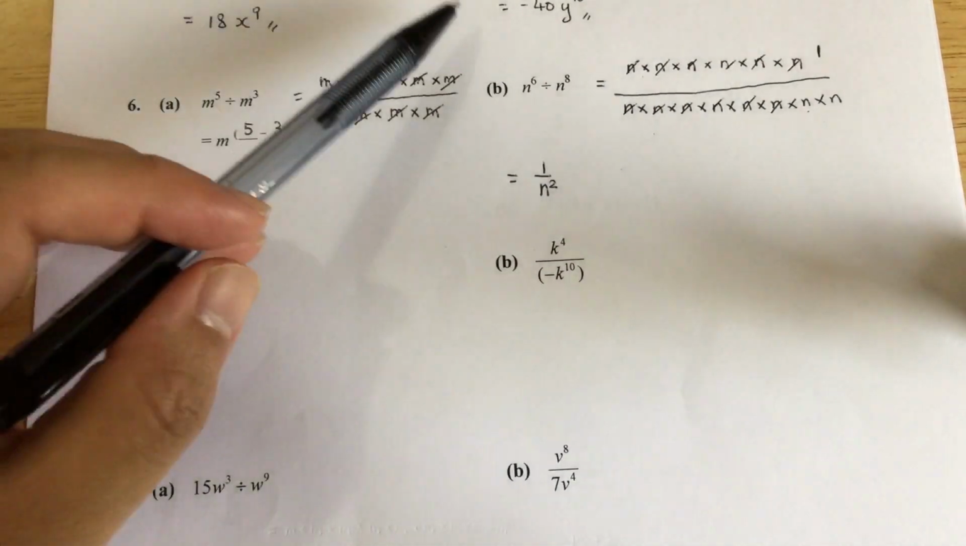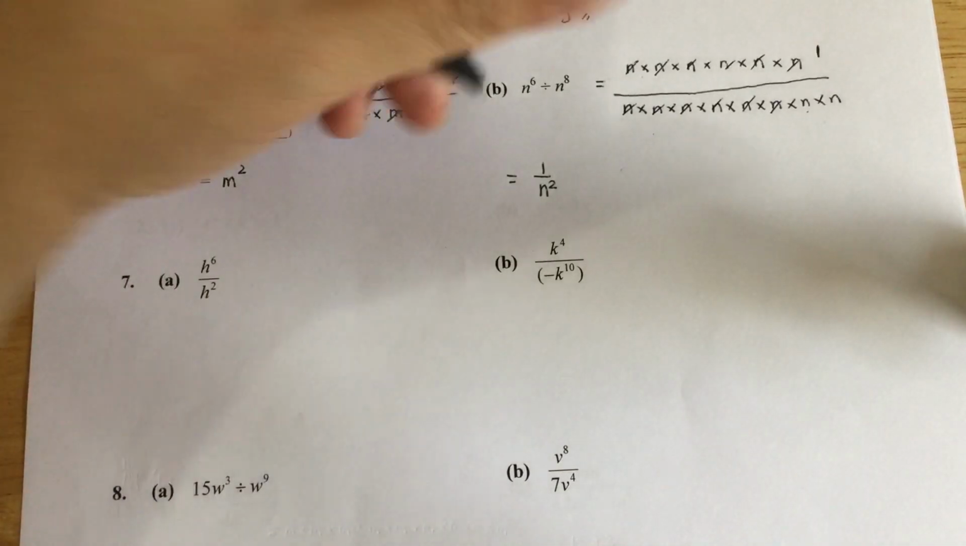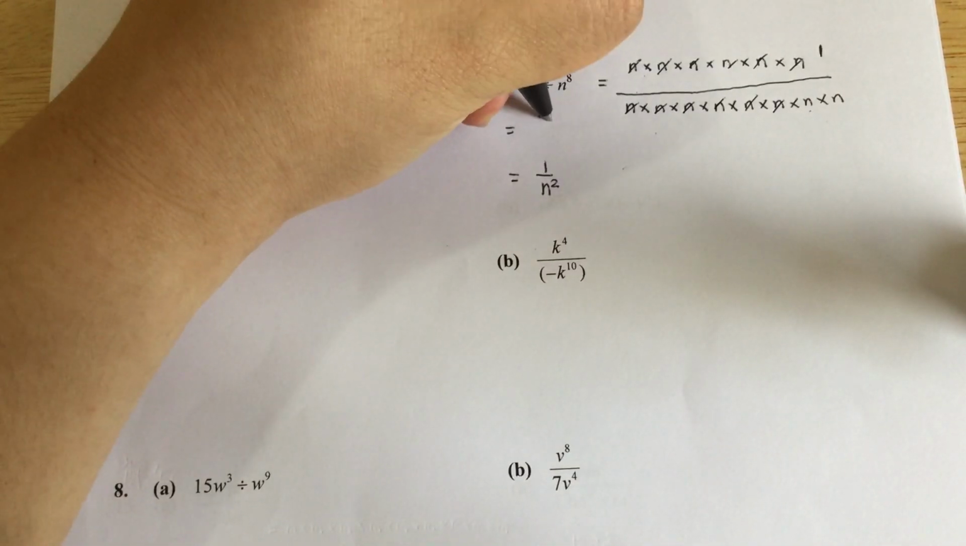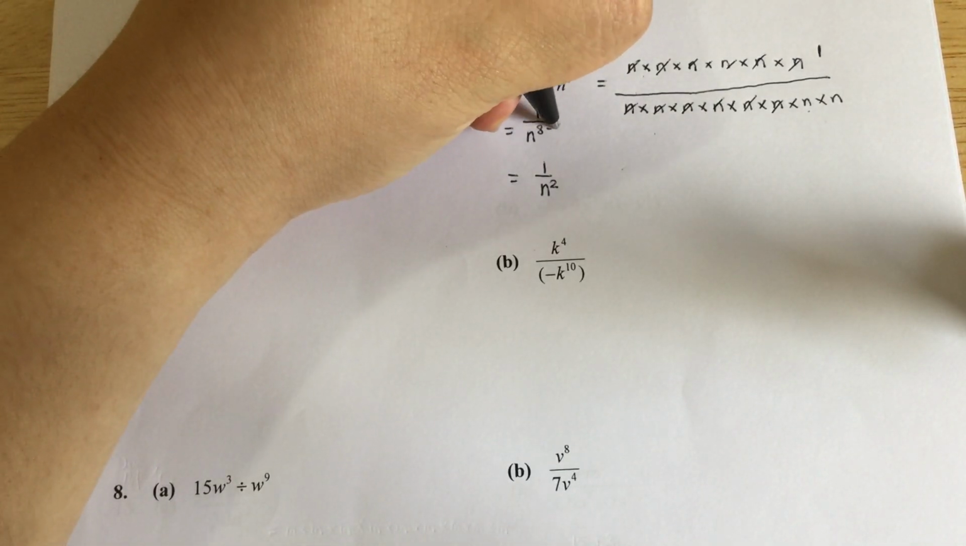So what can you do if you find that the power in the front is smaller? Why don't we change it so that we say 1 over something immediately, ending with 8 minus 6.